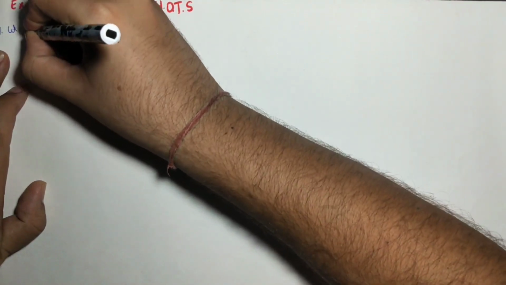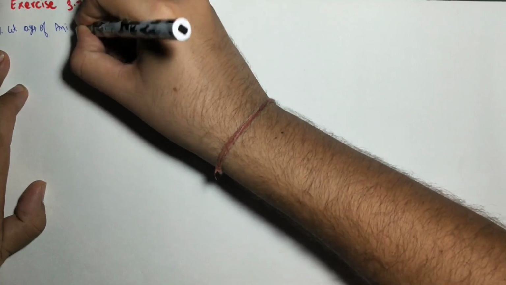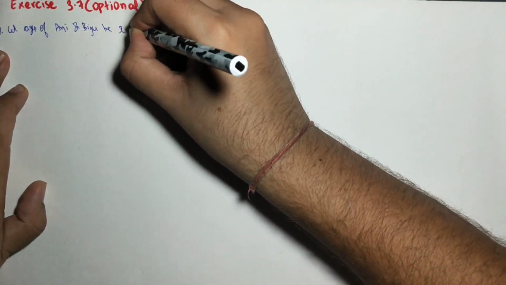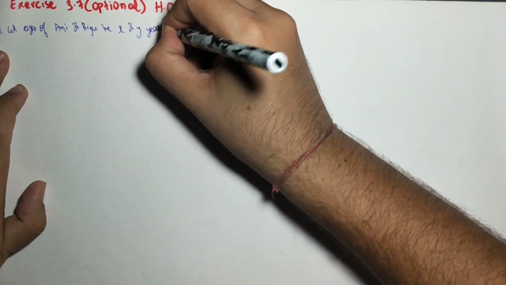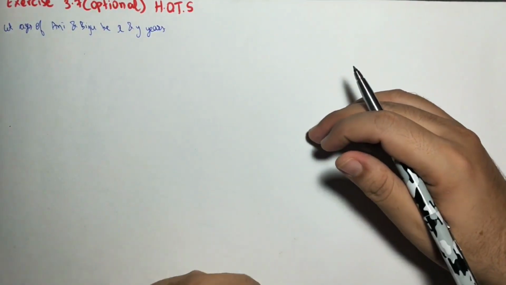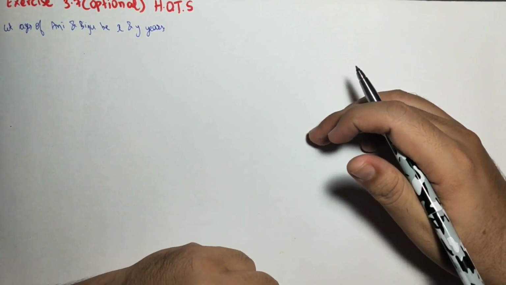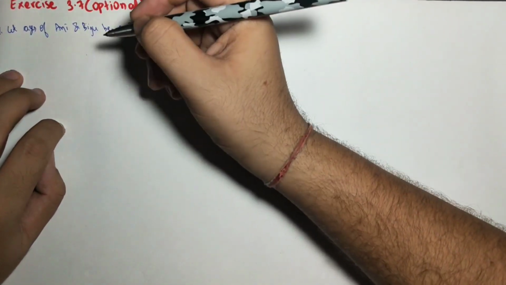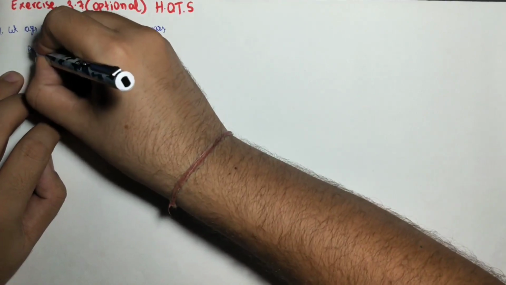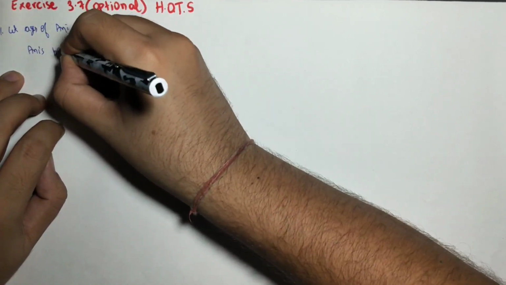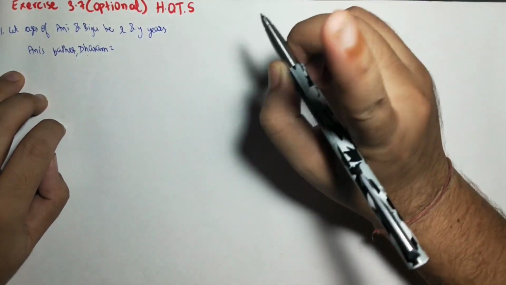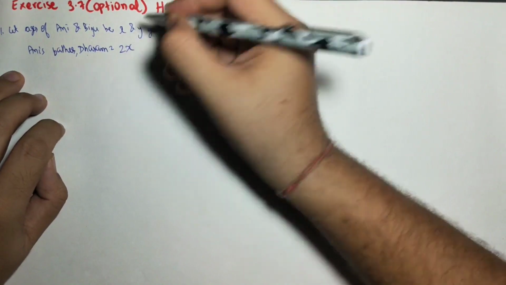Let ages of Annie and Biju be x and y years. Now if Annie is x years, Annie's father, that is Dharam, he's twice as old as Annie, so he will be 2x years.